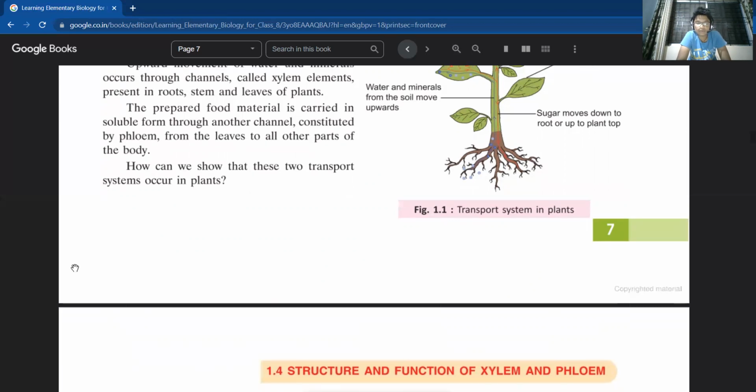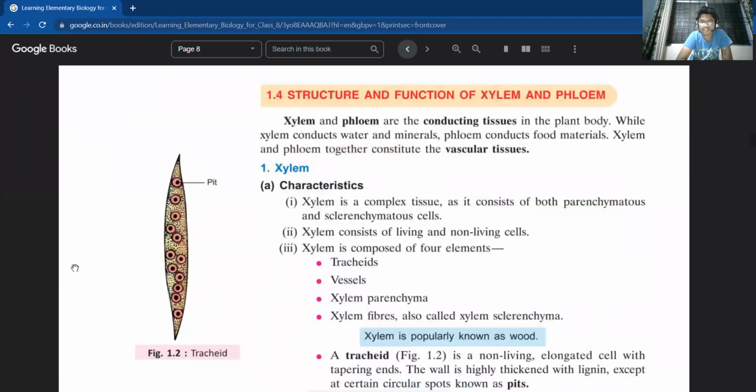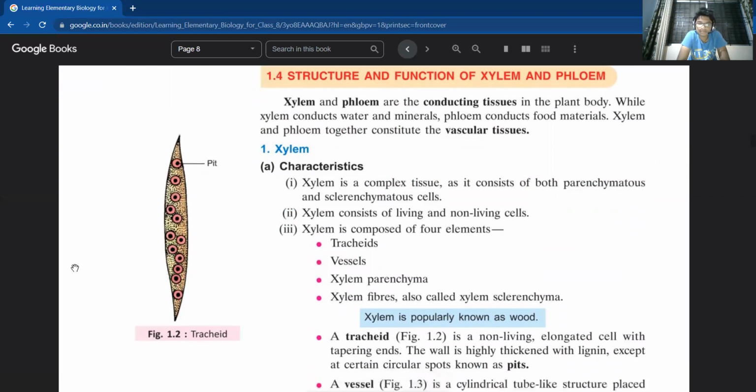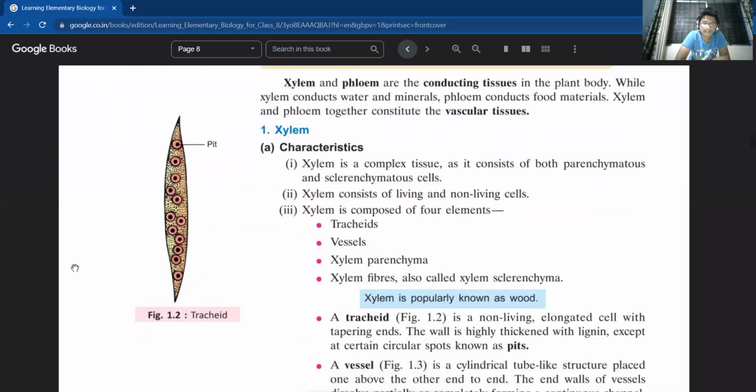Now we'll go through the structure and function of xylem and phloem. Xylem and phloem are the conducting tissues in the plant body. While xylem conducts water and minerals, phloem conducts food materials. Xylem and phloem together constitute the vascular tissues. Xylem is a complex tissue as it consists of both parenchymatous and sclerenchymatous cells. In simple words, they consist of parenchyma and sclerenchyma.